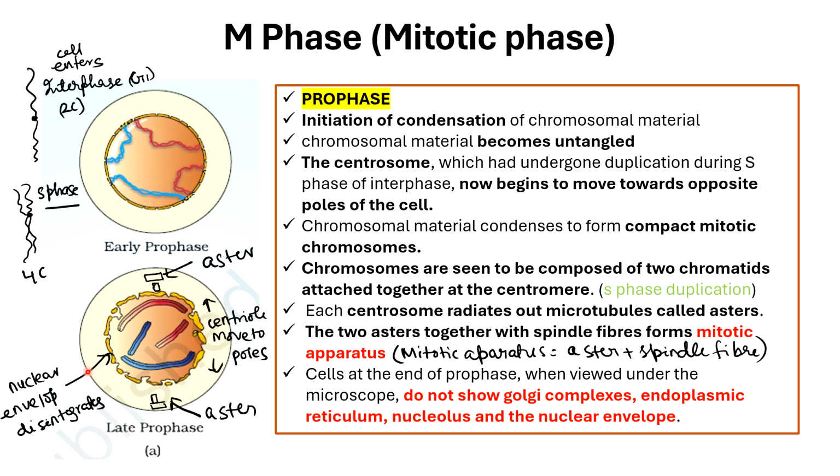By the end of the prophase, if we see, we do not need the nuclear envelope. Why? Because we need the chromosomes to spread out nicely in the cytoplasm. So the nuclear envelope is disintegrated. Also, organelles such as Golgi body, endoplasmic reticulum, and nucleolus also disintegrate. Okay, so these are the characteristics of the prophase stage.